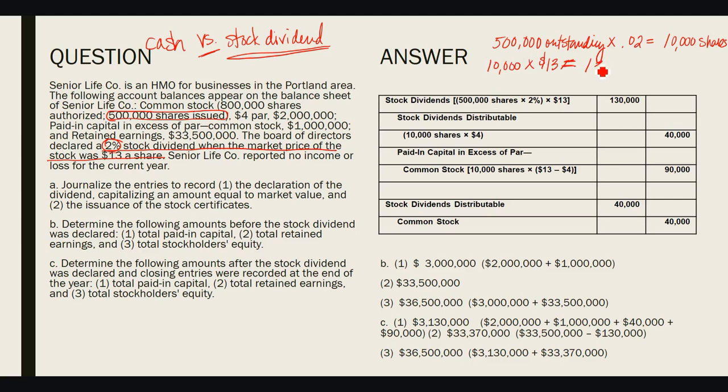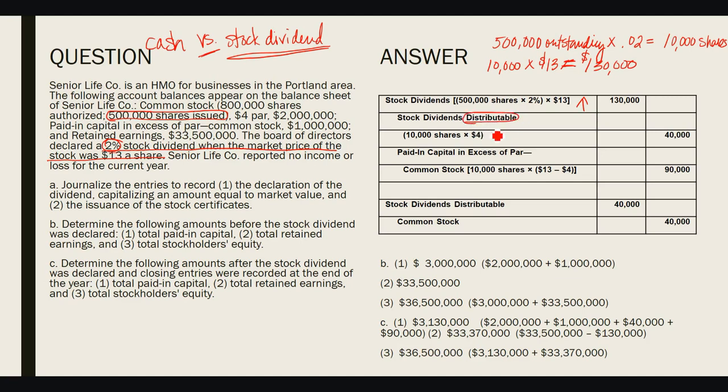And so that's $130,000 worth of shares. So that's 10,000 shares at $13. So we record a debit to stock dividends. That's increasing the issuance of the stock dividends. But because we are not issuing it today, we use the term distributable.